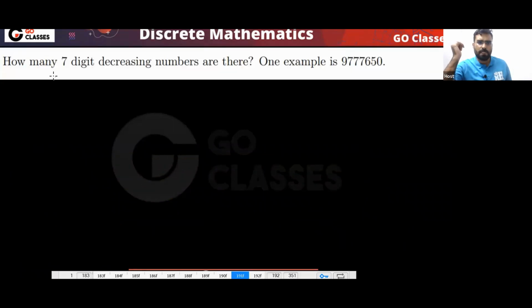Can you answer this? How many 7-digit decreasing numbers are there? By default, decreasing does not mean strictly decreasing. So this is given to you as a decreasing number. This is a variation of which template? This is your IODB template. So for 7-digit decreasing numbers, what should be the answer?